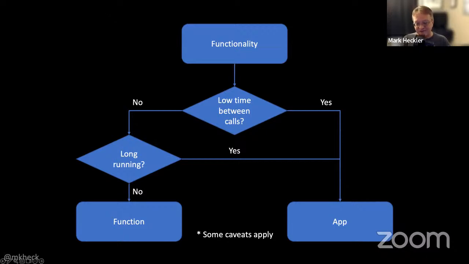Now, notice at the bottom middle, some caveats apply because there are always exceptions. There are always edge cases. And then, of course, you get into the matter of the financial constraints or considerations. With most functions, you get a certain number of free executions, completely gratis, provided by your cloud platform provider. Sometimes even with applications, you get those as well.